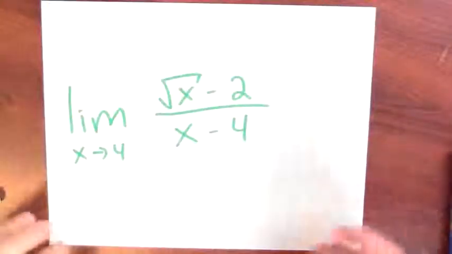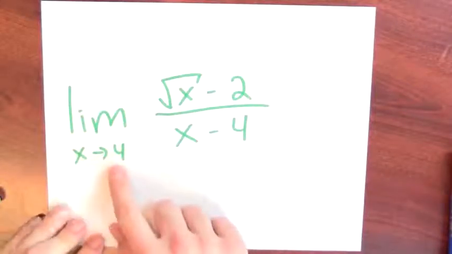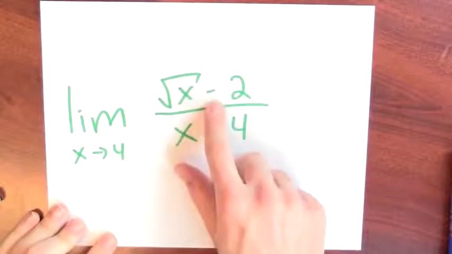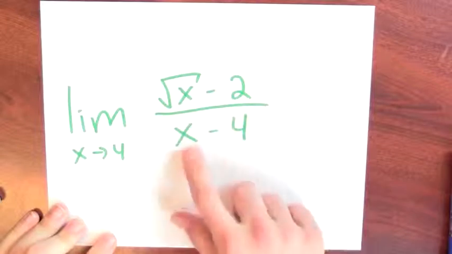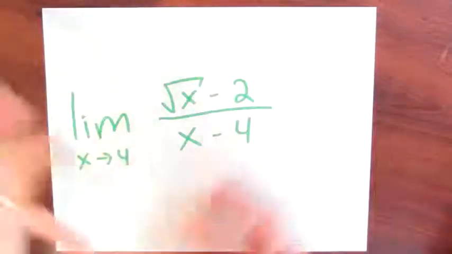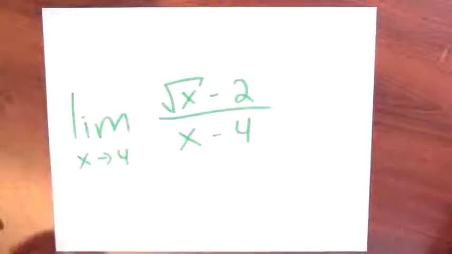There are plenty of limits that are really quite hard to evaluate. Here's an example. Take the limit as x approaches 4 of the square root of x minus 2 divided by x minus 4. Admittedly, that limit's not really that difficult to calculate, right? The limit is 1/4. But we can also think about this maybe a little bit more intuitively.